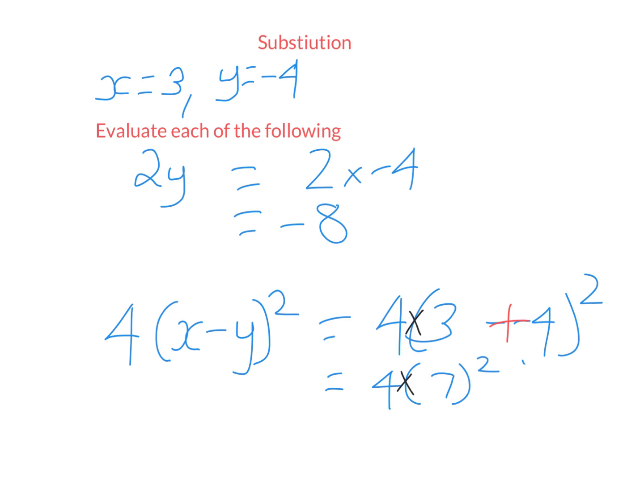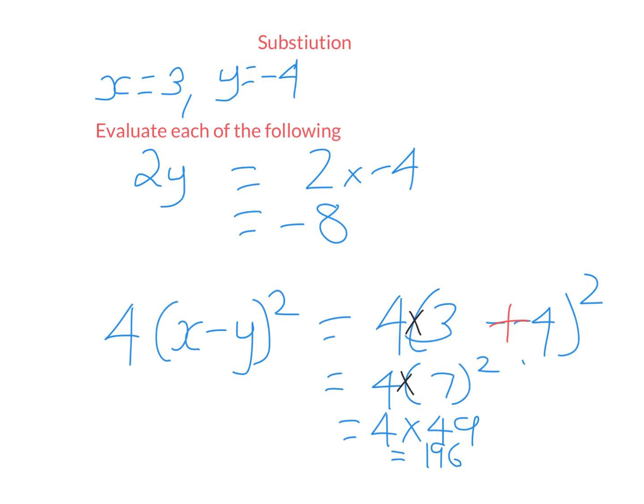So 7 squared is equal to 49. 4 times 49, 4 times 50 minus 4 is 196. So that's our final answer. Whenever you're asked to evaluate anything, your answer should be one number and one number only.